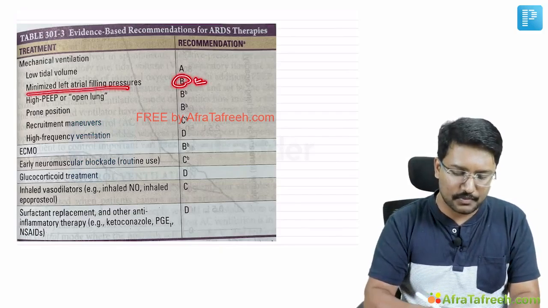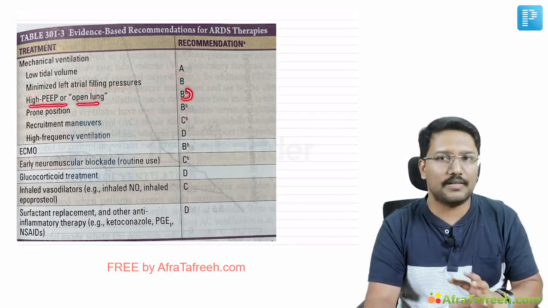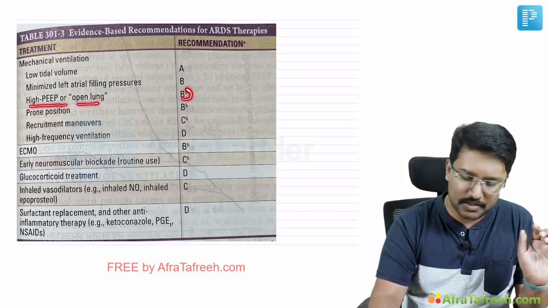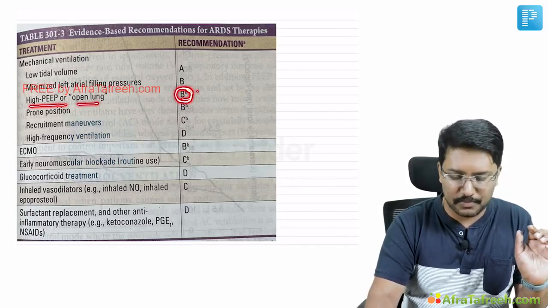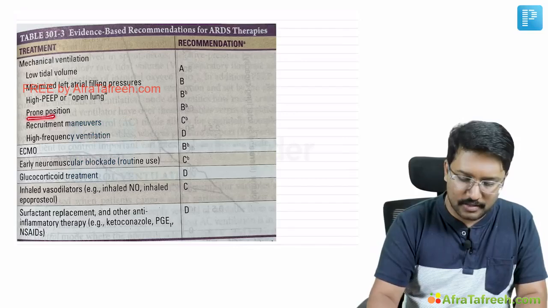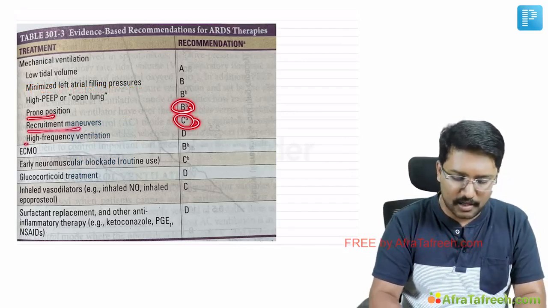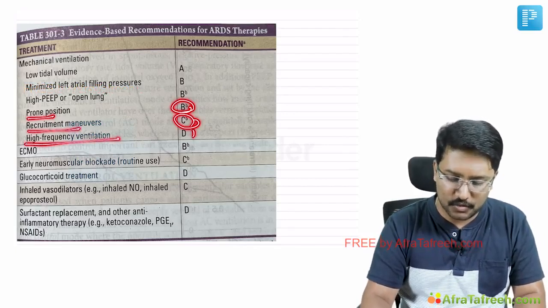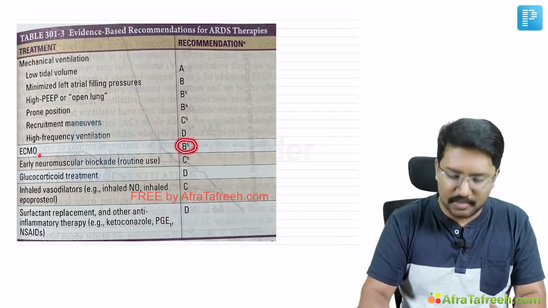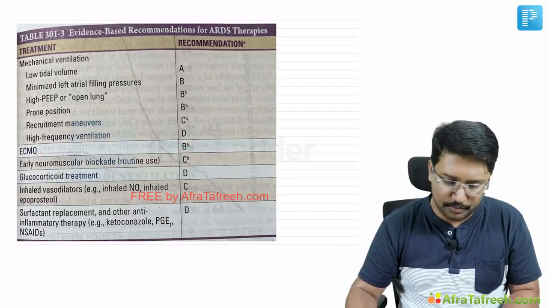Level B recommendation, high PEEP or open lung strategy. As I've already told you, though evidence right now is a bit shaky, still most of us prefer using the high PEEP strategy. So starting with 12 plus PEEP, high PEEP strategy or open lung strategy. Level B recommendation. Proning now recommended. Recruitment maneuvers not recommended. High frequency oscillatory ventilation associated with harm, so not recommended. ECMO now conditionally recommended in a selected set of individuals. Severe ARDS with significant hypoxia.